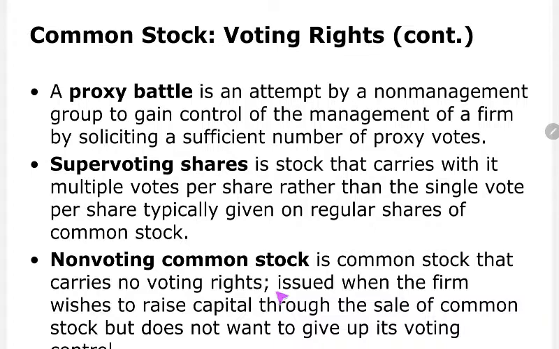Meron bang non-voting common stock? Not necessarily in the Philippines. So, but anyway, just for the sake of discussion, we have super voting shares and non-voting common stock. It's possible with other firms.